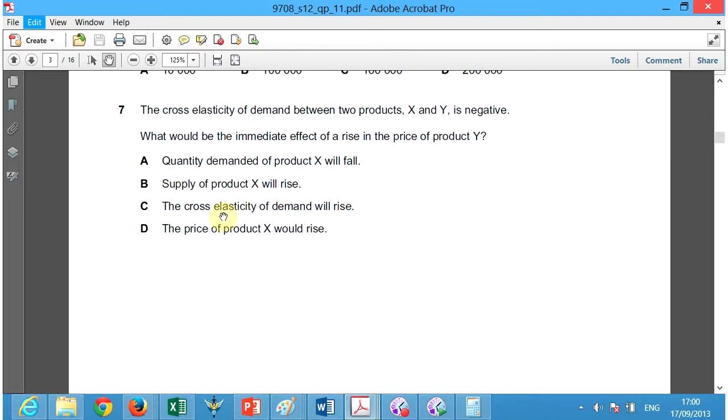These others just don't make any sense. The cross elasticity of demand will rise? That doesn't make sense. You must understand that it is the percent change in quantity demanded of a second good over the percent change in price of the original good.